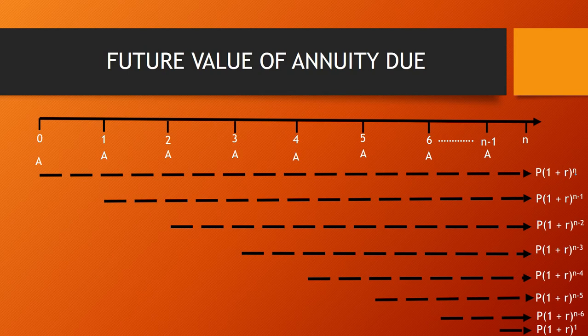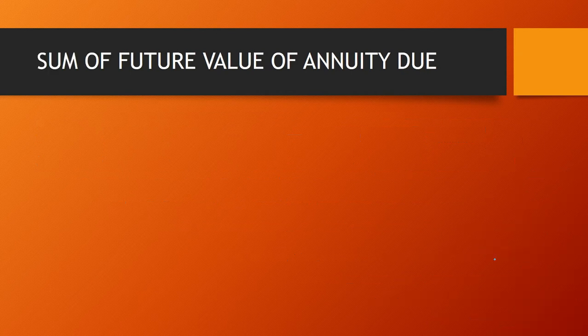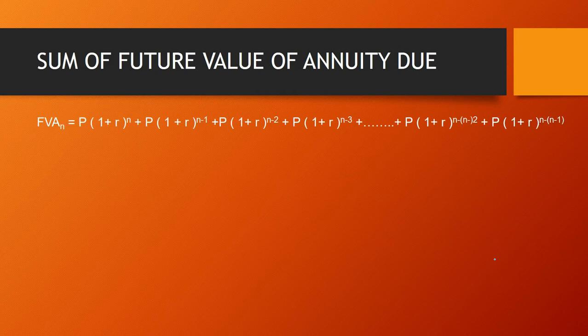Now, whenever we have to calculate the future value of an annuity, we have to add all these amounts that we are getting over here. That means you have to add them. So now let's add it. If you add all these amounts, you are going to get this equation. So we can write it over here. It will be the future value of the annuity, and over here n will represent your number of years.